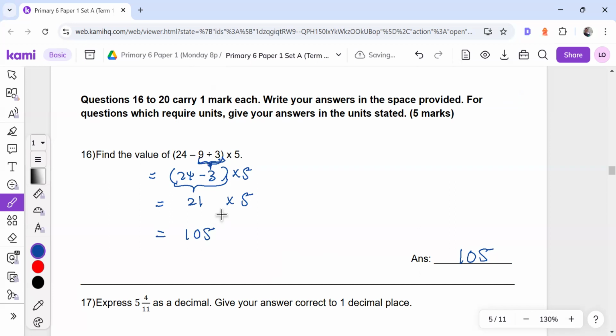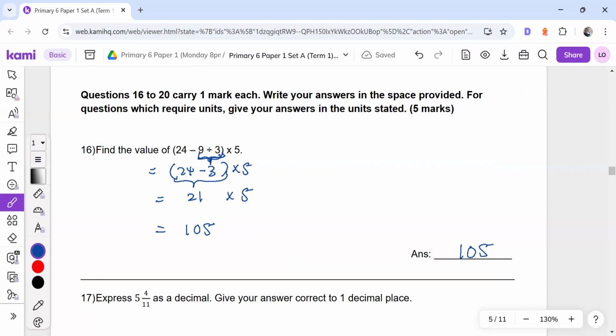Okay, please tabulate your marks. Question 11 to 15 is 2 marks each. So make sure you tabulate your marks. Later you will add up your marks together.